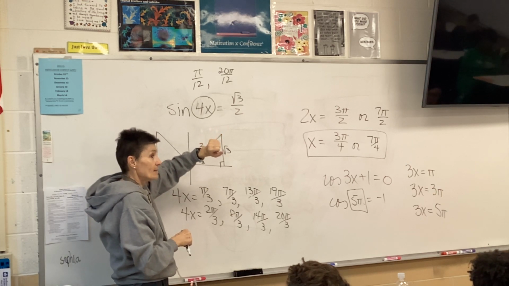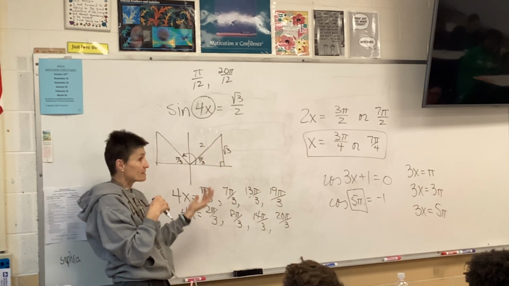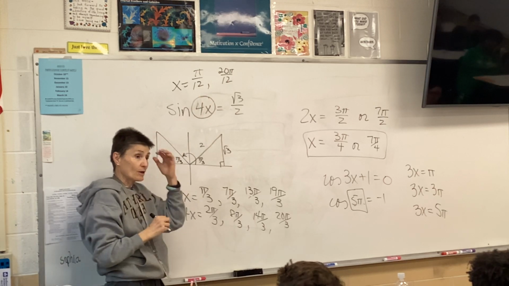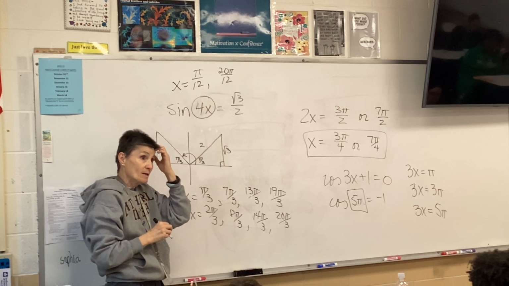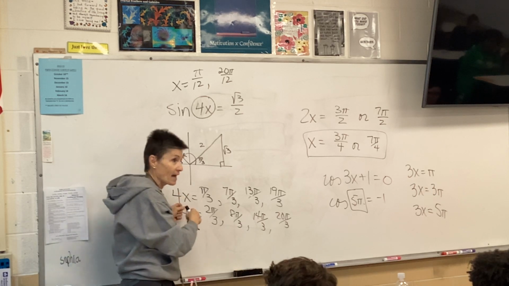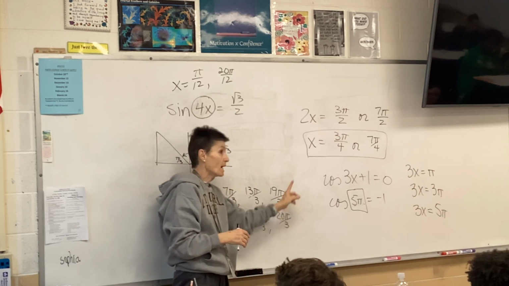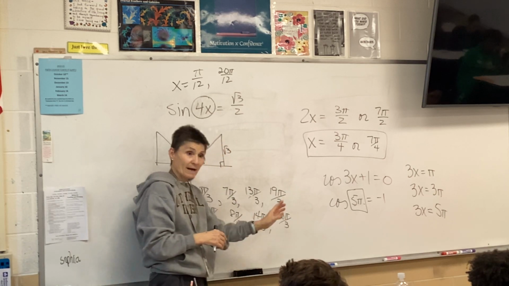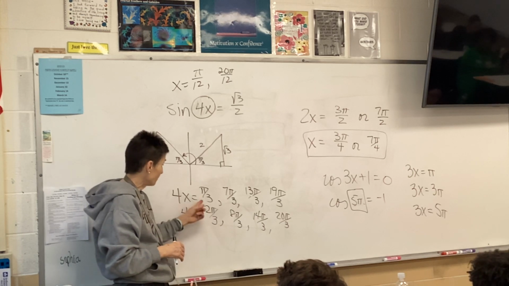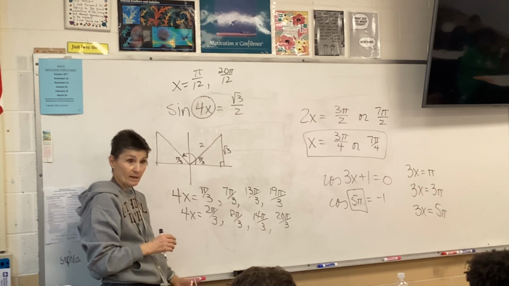Yeah. So ultimately your x answers are always going to be between 0 and 2 pi. But you solved the problem as a 4x. You didn't rewrite that. You left it 4x and just went around your circle 4 times, and then went back and divided all those by 4. So it would be pi over 12, 7 pi over 12, 13 pi over 12, and so on. So that one has 8 answers.